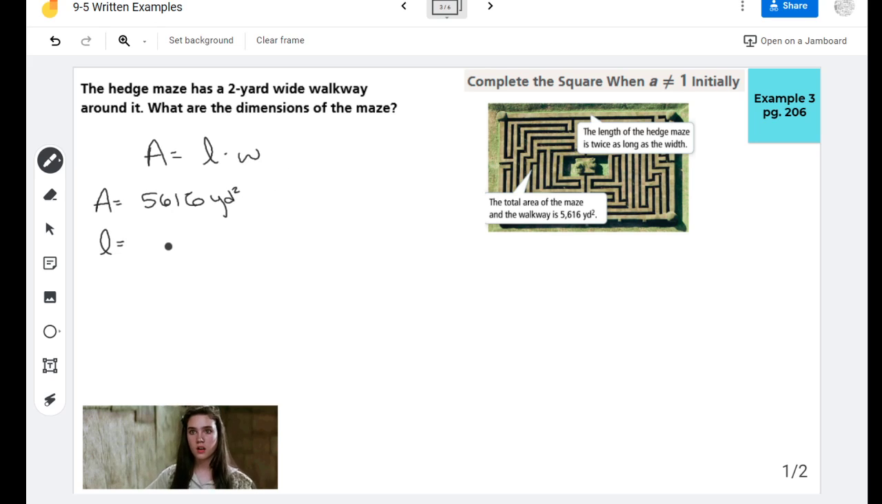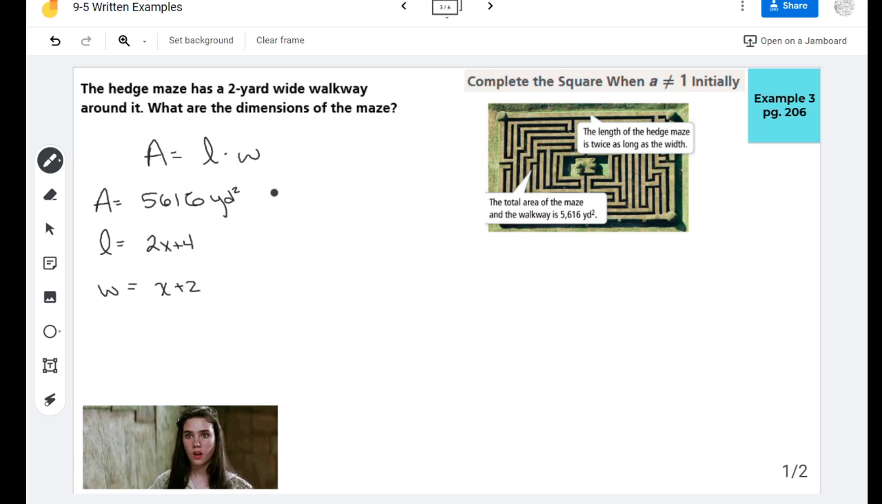My expression for my length, alright, now remember the length is twice as long as the width. So I'm going to call the width an expression, and then I'm going to double it to get my length. So let's look at the width. I have a width, but remember there's 2 yards on each side of it for the walkway. So all the way across would be some expression plus 2. And so my length is going to be double that. So I would have 2x plus 4 for my length.